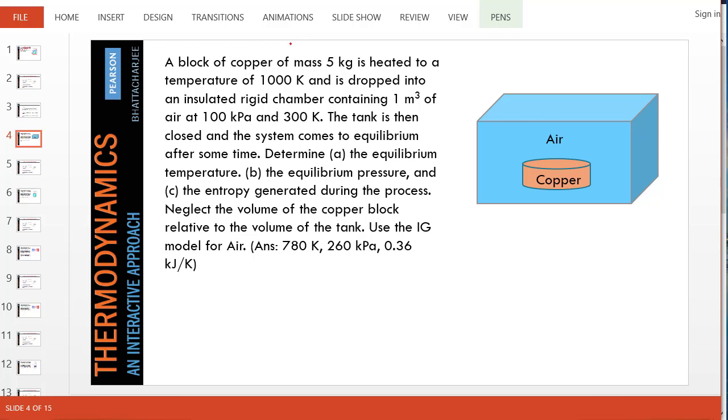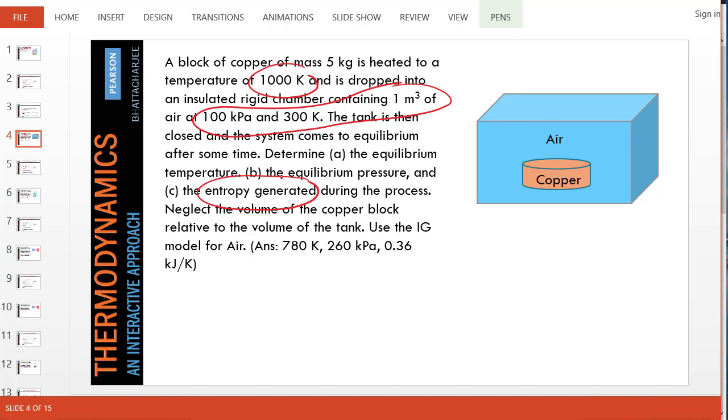Hello and welcome. In this problem, a block of copper heated to 1000 Kelvin is dropped into a rigid chamber containing 1 meter cube of air. The conditions are given to us, and we are asked to find the equilibrium temperature. Obviously, the chamber is assumed to be completely insulated, so there is internal heat exchange between copper and air. We are also asked to find the entropy generated because of thermal friction.